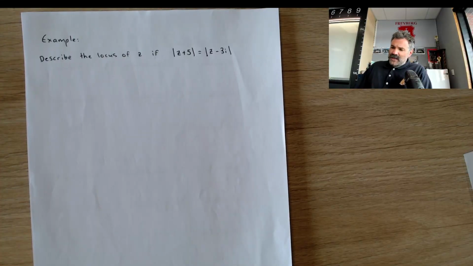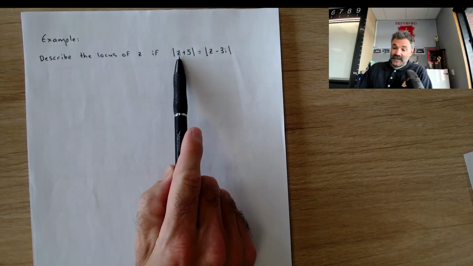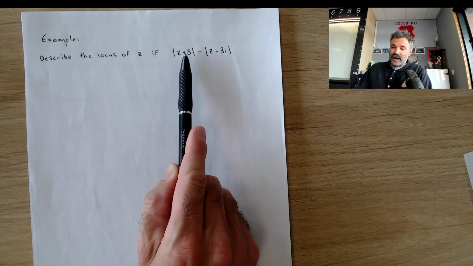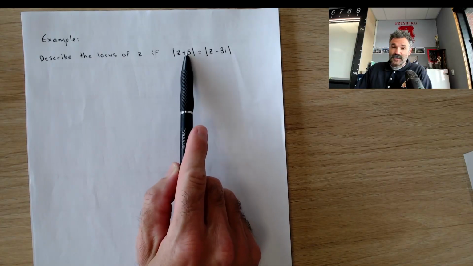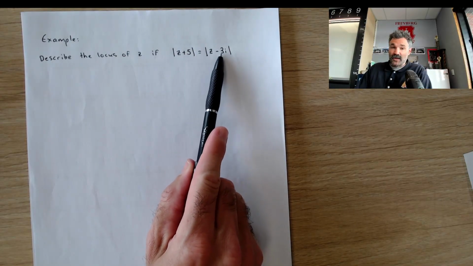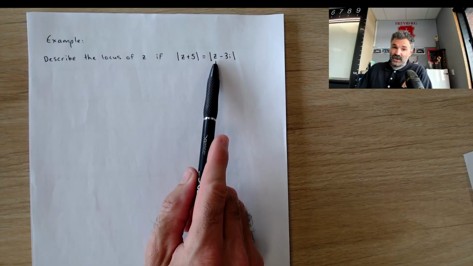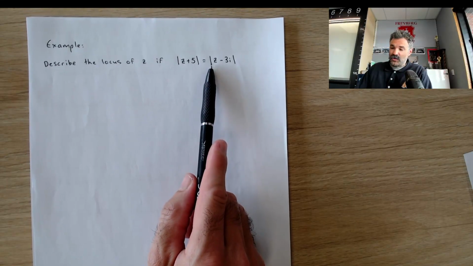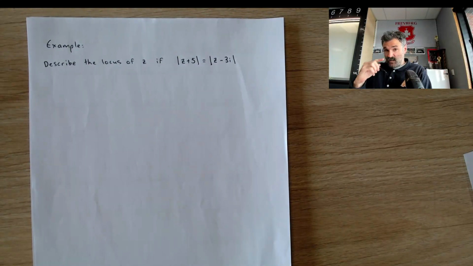Describe the locus of z if |z + 5| is equal to |z - 3i|. So I'm trying to find z's, complex numbers, like I did in that last one, that when I add 5 onto it and calculate the distance to the origin, it's the same as taking away 3i from it. Very hard to visualize or just roughly get this. We're going to go through similar to that last one with algebra.